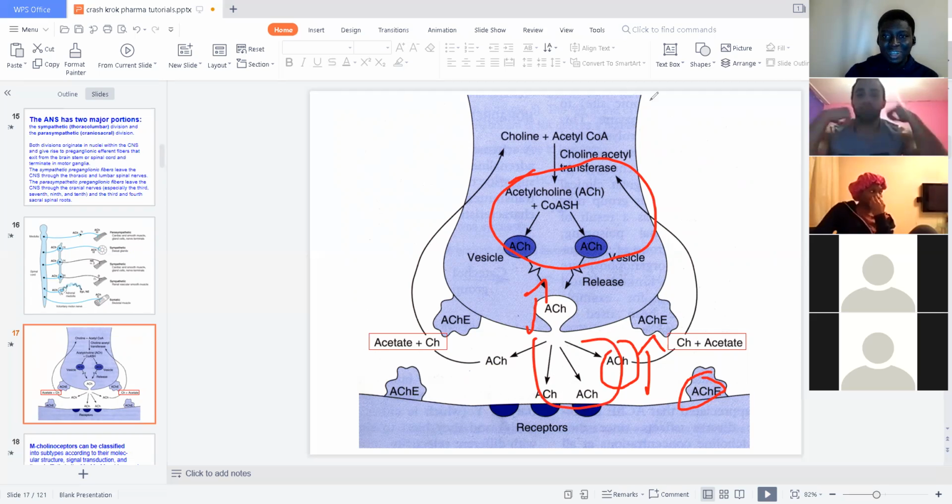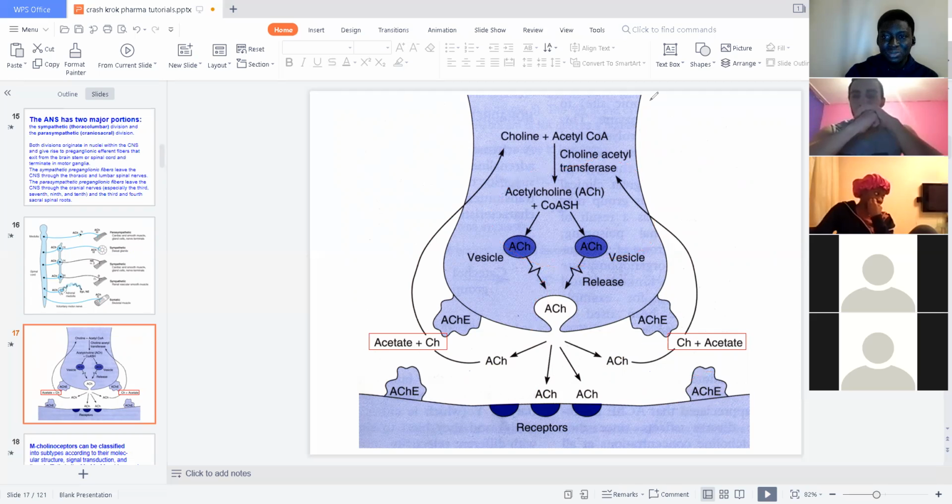Okay, did you guys understand that concept? Do you have any questions? So the direct acting drugs act here, increasing acetylcholine in the presynaptic membrane, while the indirect acting block acetylcholinesterase, whose function is to break down acetylcholine.